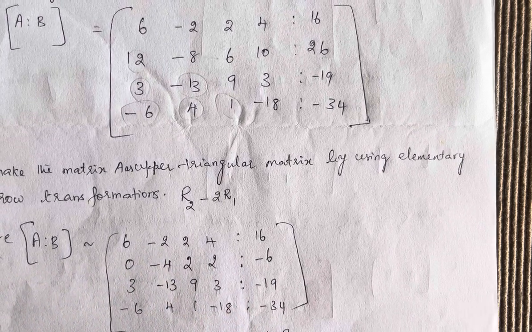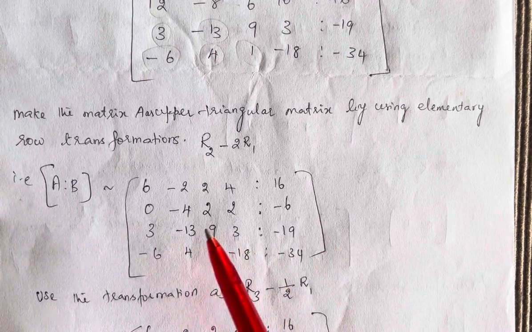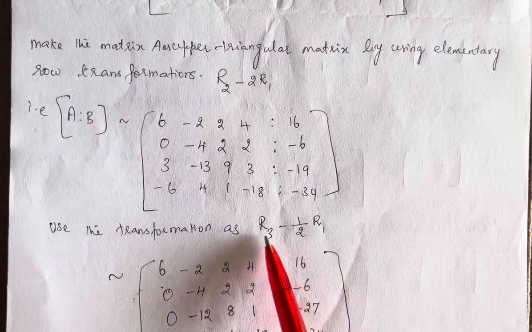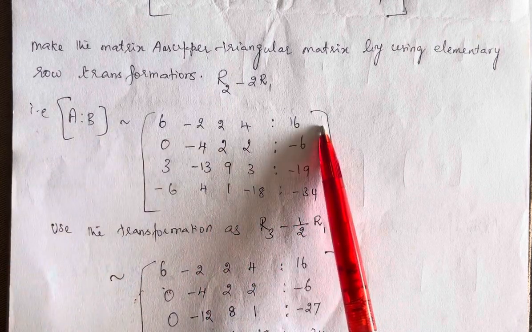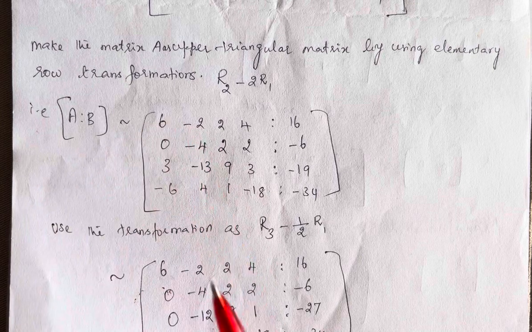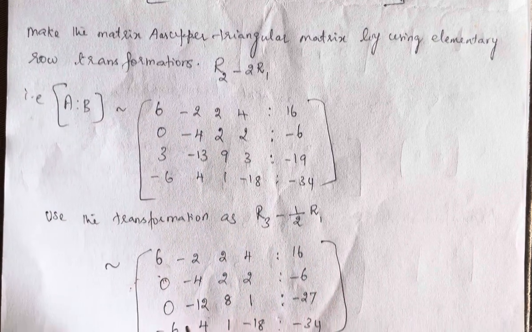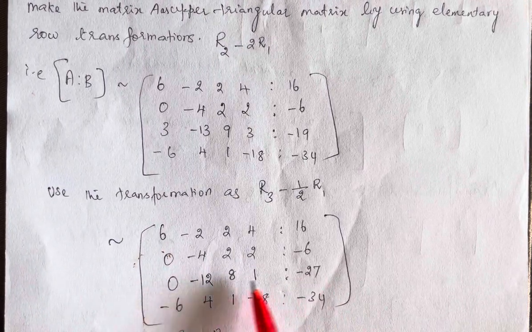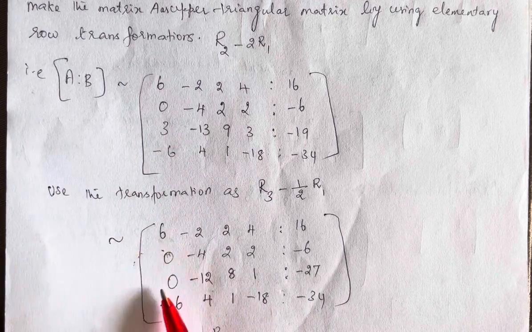Then the next transformation: I have to make that 3 and minus 13 become 0. To make the 3 as 0, I am going for another transformation, R3 minus half R1. That is, I multiply row 1 by half and then subtract from R3. So R3 changes to 0, minus 12, 8, 1, minus 27. Now R3 is completely changed and this 3 also becomes 0. So we made 12 as 0 and 3 as 0.